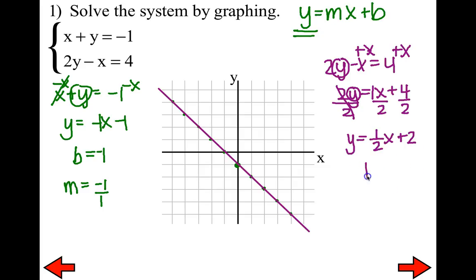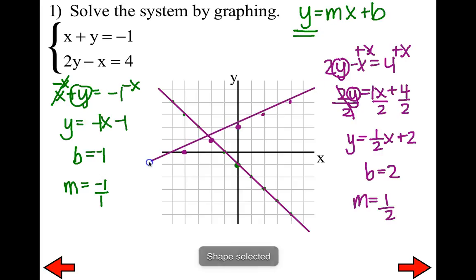So here, I can see that the y-intercept is at 2. Let's plot that point. And my slope is 1/2. So it's basically a rise of 1 and a run of 2. You continue this until you can't go any further. And then, of course, practice going the opposite direction. And, of course, you can then draw your line.